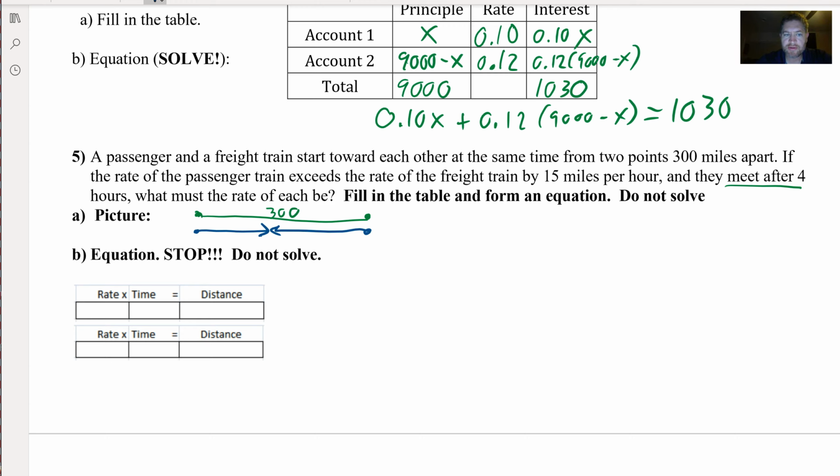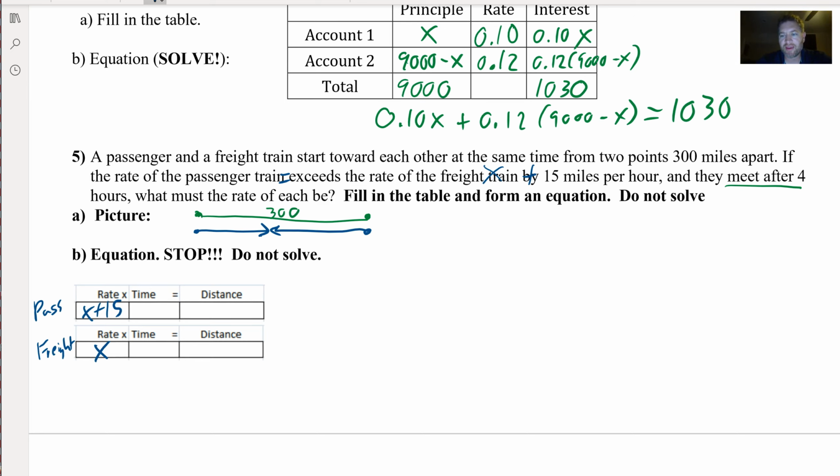So it says if the rate of the passenger train exceeds the rate of, there's our translation again. So it says the rate of the passenger train, that's the one we want. So we'll call this one the passenger, and this one is the freight. So the passenger exceeds the rate of the freight train by 15. So exceeds means addition. So we're saying our freight train plus 15. So our passenger is X plus 15, which means this one has to be just plain old X.